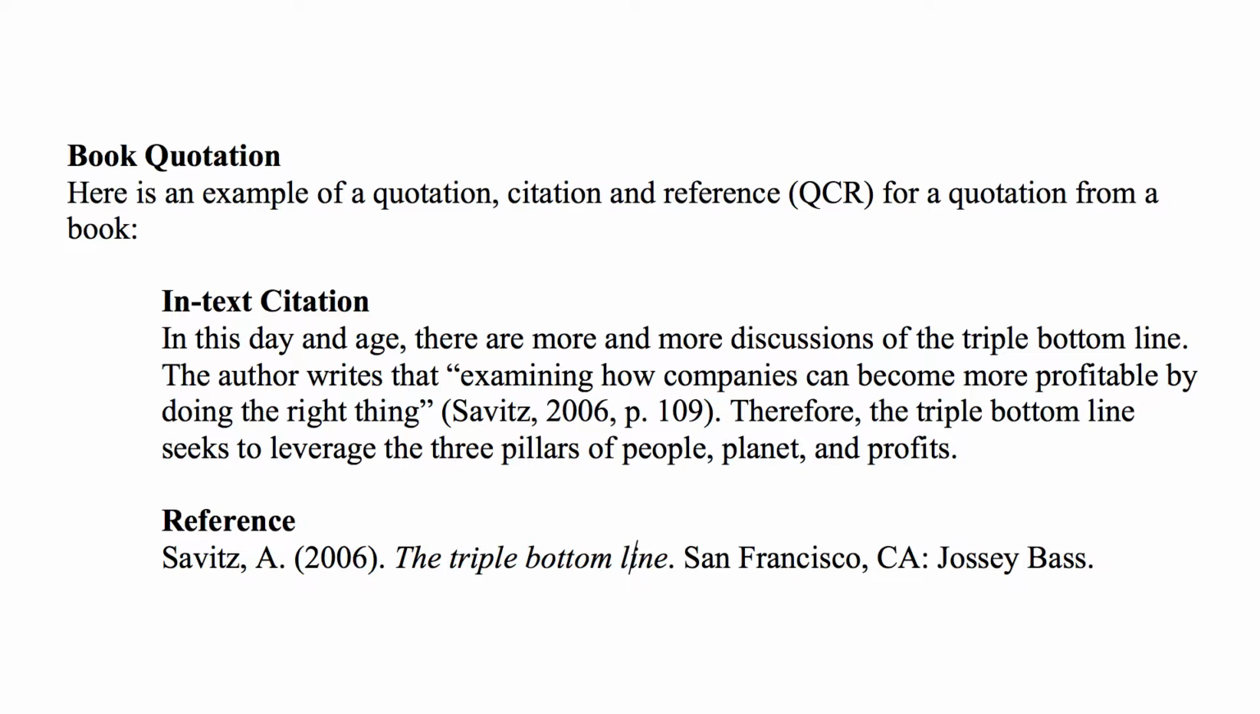You'll notice here that in the paragraph we wrote, in this day and age there are more and more blah blah blah. You can read it here. Then we say the author writes that, and then this is a quotation, examining how companies can be more profitable by doing the right thing. You notice this is an exact quote, that's why it's in quotation marks. What we see after that then is a citation.